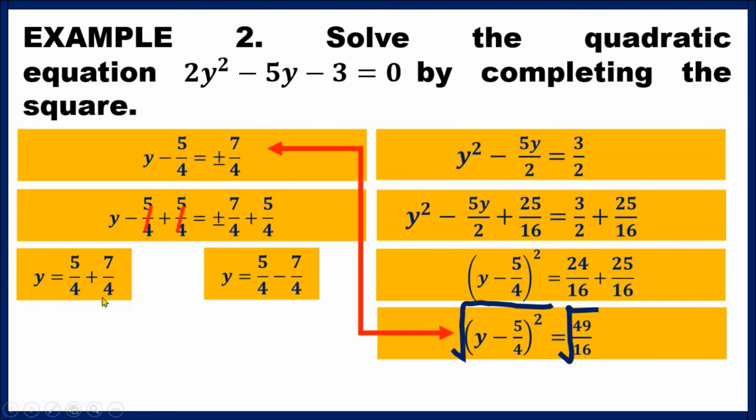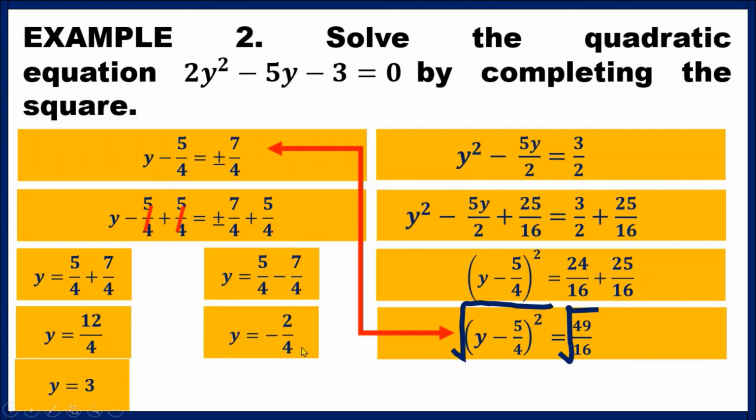When 7 over 4 is positive, we have 5 over 4 plus 7 over 4. That is equivalent to 12 over 4, which is also the same as 3. While when 7 over 4 is negative, 5 over 4 minus 7 over 4 makes negative 2 over 4, which is the same as negative 1/2. And so the values of y in 2y squared minus 5y minus 3 is equal to 0 are 3 and negative 1/2. That's how we solve quadratic equations by completing the square.